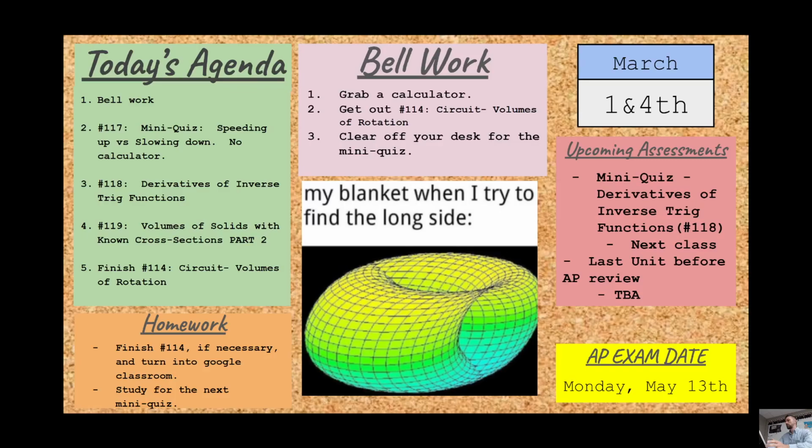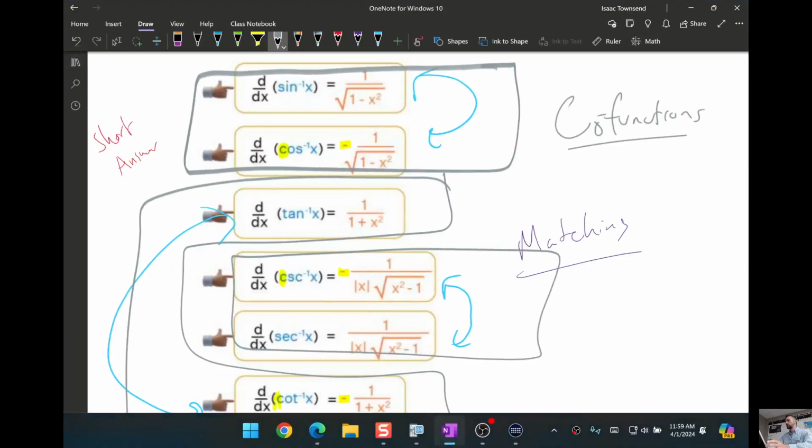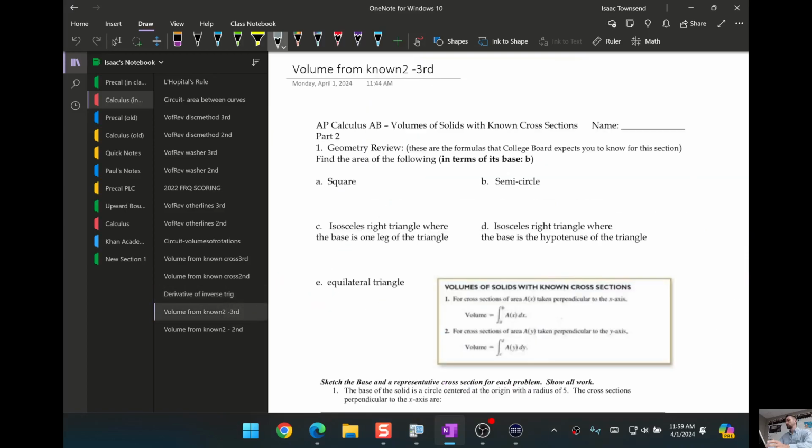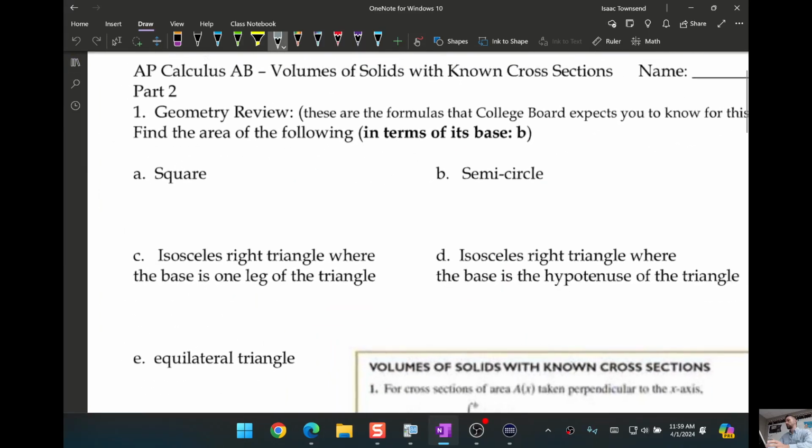All right, the other two things I've got on our agenda: we're going to finish class with that 114, the circuit volumes of rotations. When you guys were finishing up class last time on that, I know the radius of some of those questions was a little harder to come by, so I wanted to offer a little bit more help there. But before we do that, 119 is the other handout that you picked up today. This is a continuation and extra practice from what we did on Friday. It's the same exact thing. I just think that you need more practice on it.